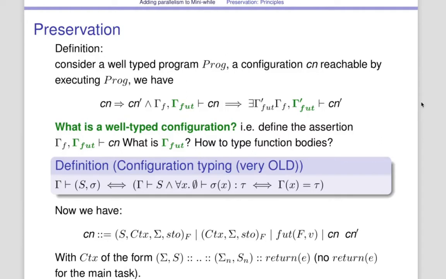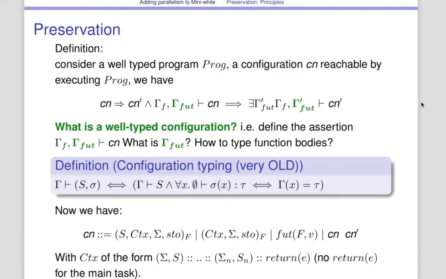Preservation says, considering a well-typed program and the configuration reachable by executing the program, the point is to show that if the configuration is well-typed and we do one step of reduction, then the configuration after one step of reduction is still well-typed. So as we will start hopefully from a well-typed configuration, we'll prove that the configuration is well-typed all along the execution, and this will allow us to prove that the properties ensured by our type system, like for example, I always do a get on a future, will be true all along the execution of the program, whatever the execution is.